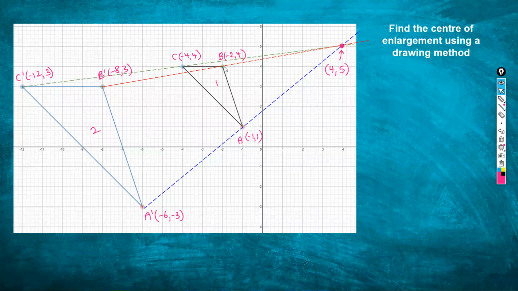Or why not measure the length of one side of the triangle? Measure the length of this side of the triangle, and then measure the length of this side of the triangle. You will notice that this side is twice the length of the other side. So that's an easier way of trying to figure out the enlargement factor.